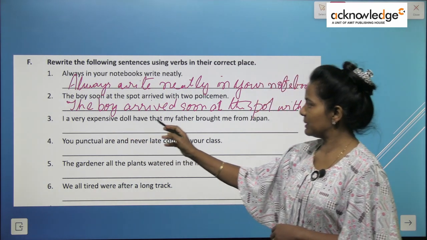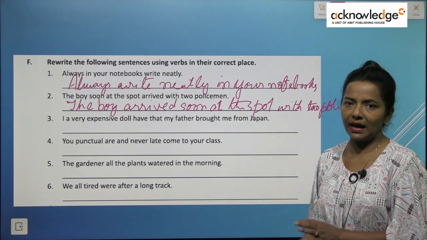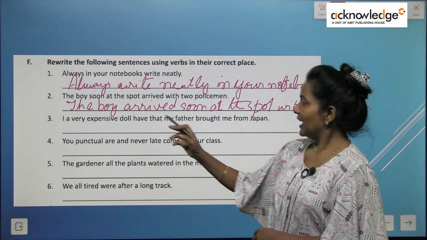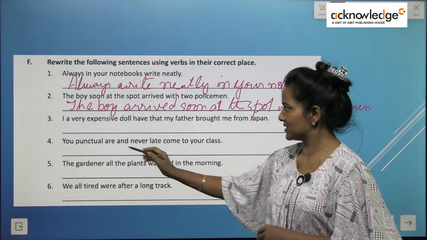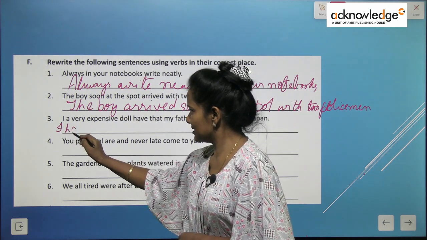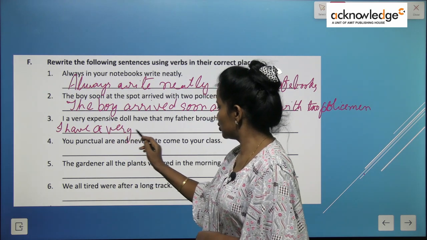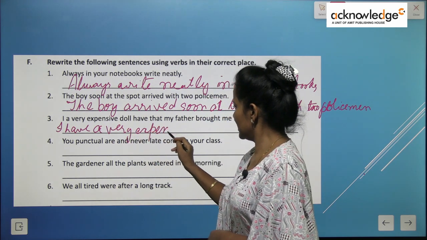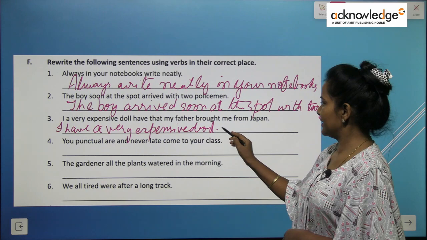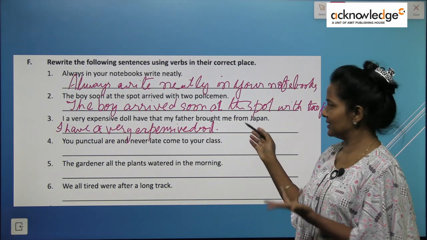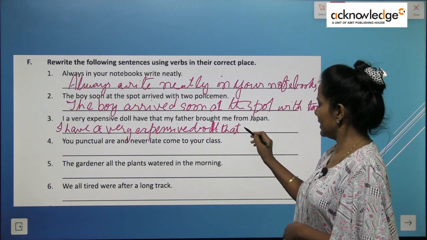I, a very expensive doll, have that my father brought me from Japan. Now, I have a very expensive, see, have will go first. Now, very slowly I will write this. I have a very expensive doll that my father bought me from Japan. The rest of the sentence is same.